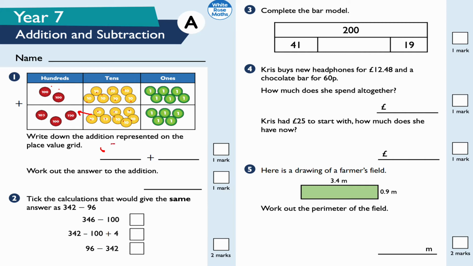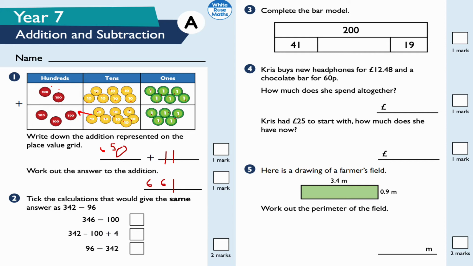Plus, how many ones do I have? Well, I've got 1, 2, 3, 4, 5, 6, 7, 8, 9, 10, 11. So 650 add 11. The answer would be 661. Okay. This is question number 2, guys.